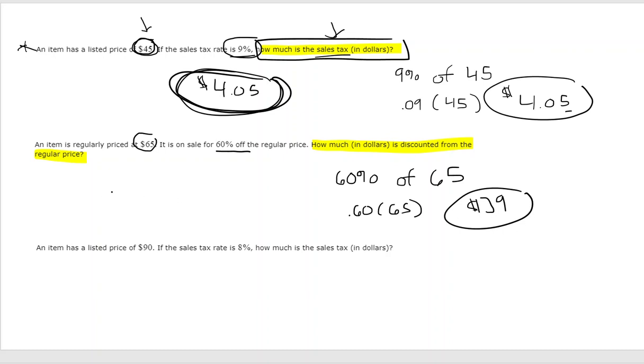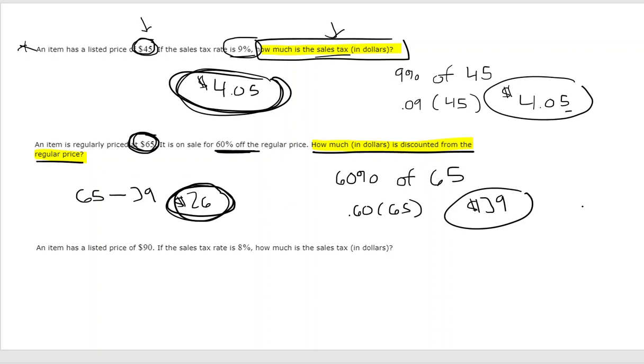Now, if we were going to figure out what the regular price now is, which you don't have to do this, you would take 65 and you would subtract 39, and that's what you would have to pay. You would only have to pay $26. So instead of paying $65, if an item is 60% off, you would only have to pay $26, okay? But the question that you are answering in ALEKS is how much is discounted from the regular price, and that would be the $39, okay? You're just finding the 60% of 65. Okay, let's look at the next one.